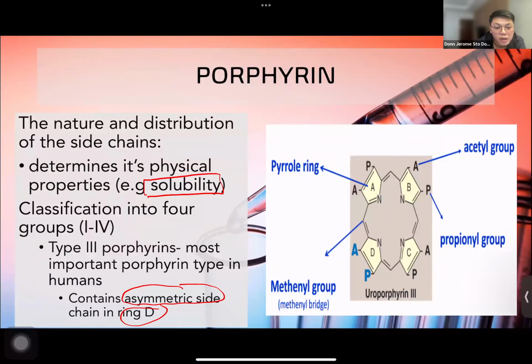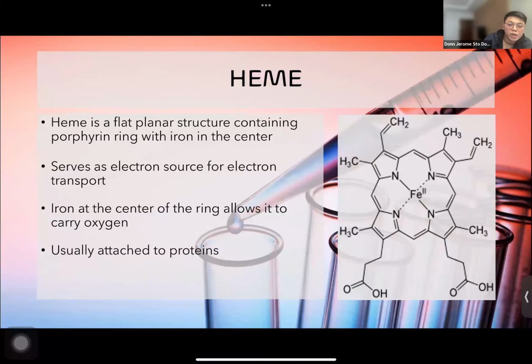Remember we said the pyrrolic rings can be labeled using Roman numerals and the English alphabet. In ring D of the type 3 porphyrin, you have an asymmetric side chain. What does that mean? Take a look at ring A: acetate, propionate. Ring B: acetate, propionate. Ring C: acetate, propionate. But when it comes to ring D or ring 4, it's interchanged: propionate, acetate. That is what we call an asymmetric side chain. Did you follow? Okay. So we're now done with porphyrin.